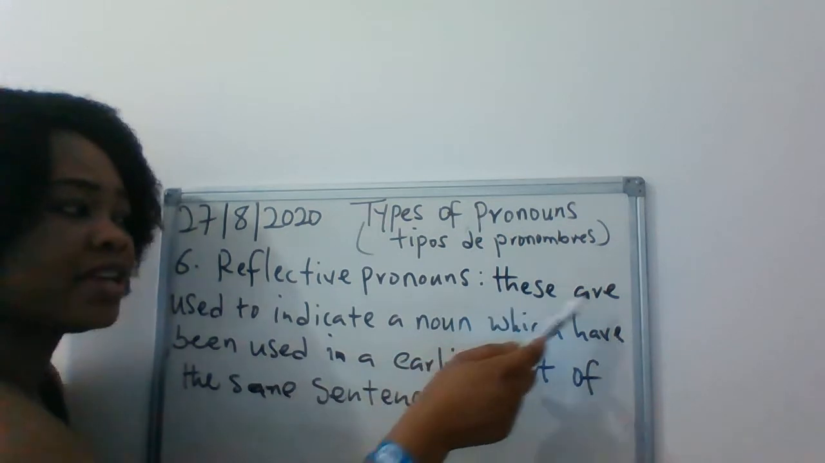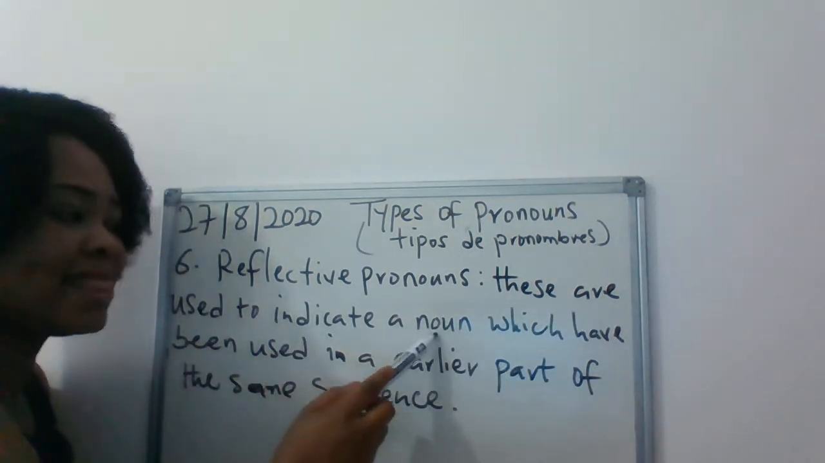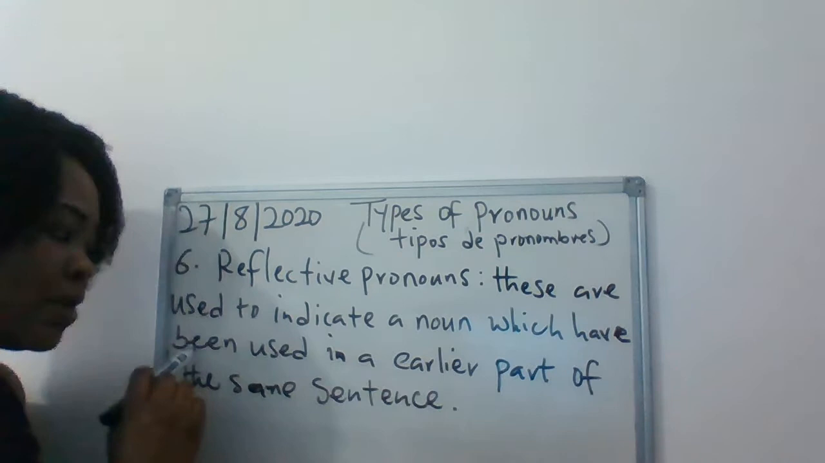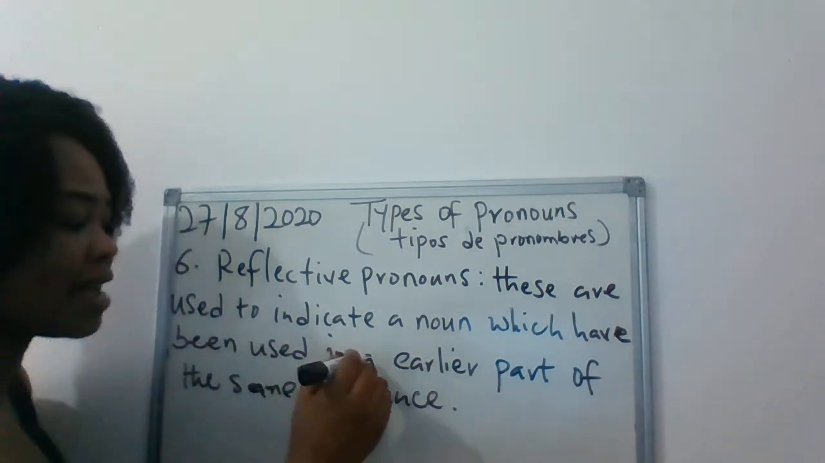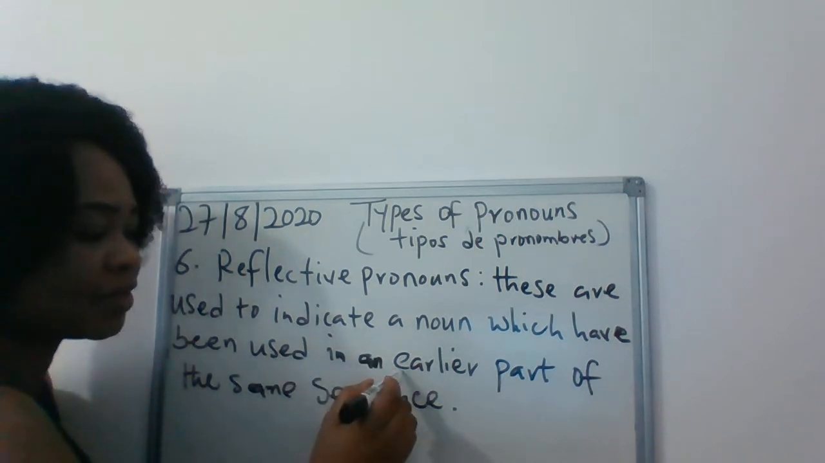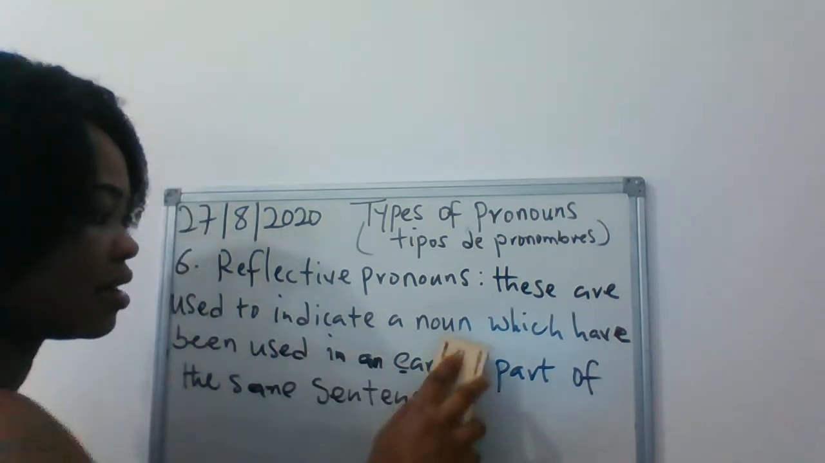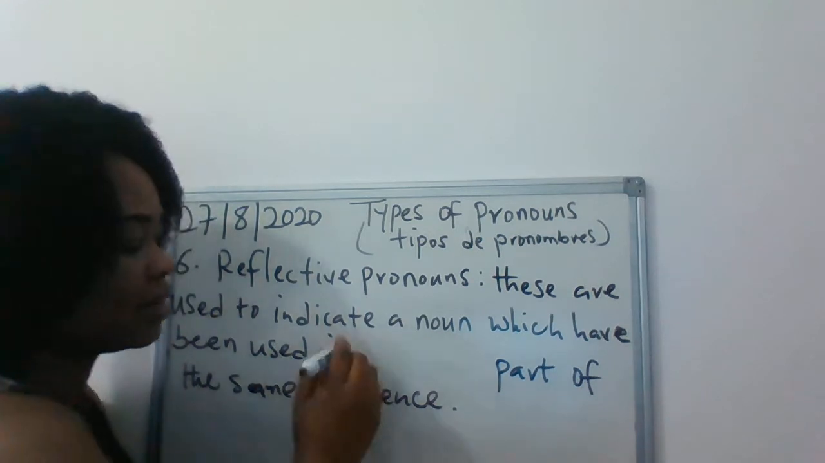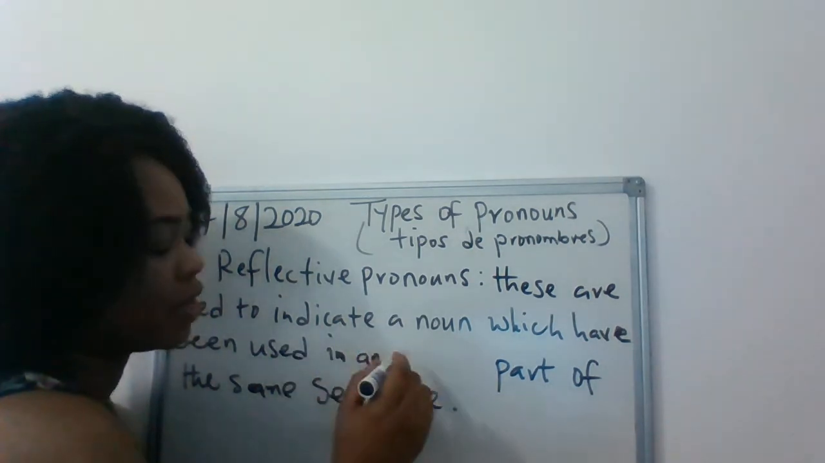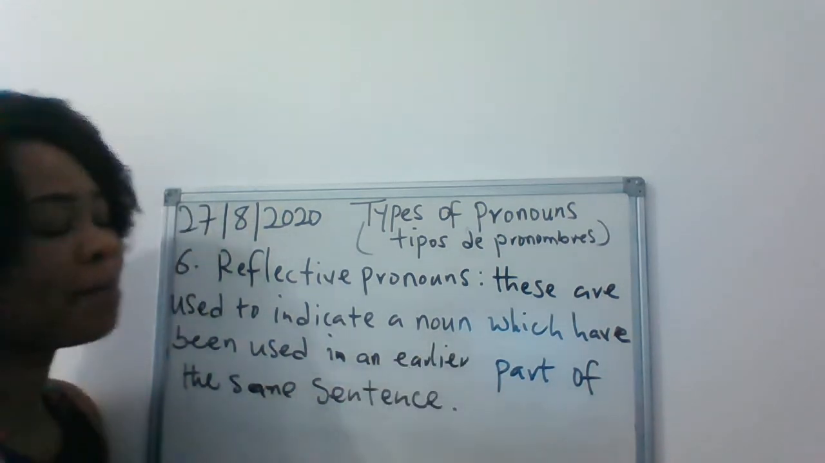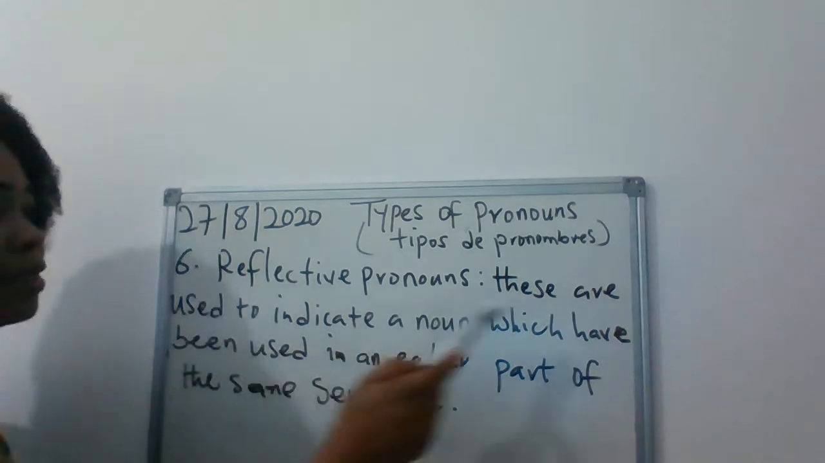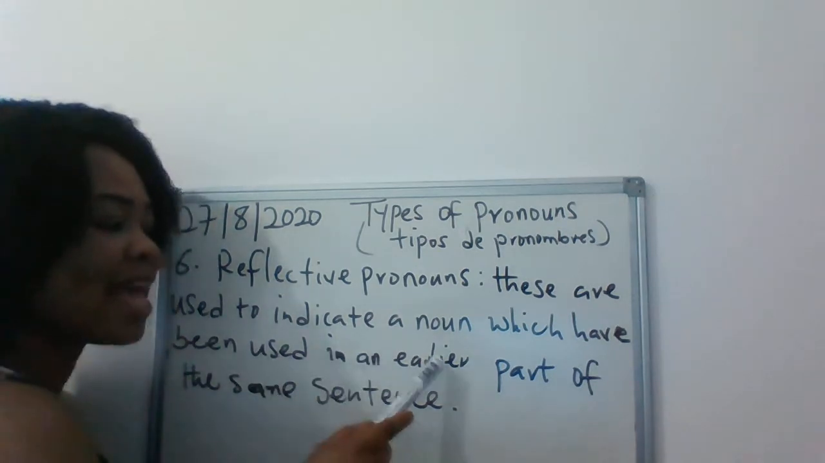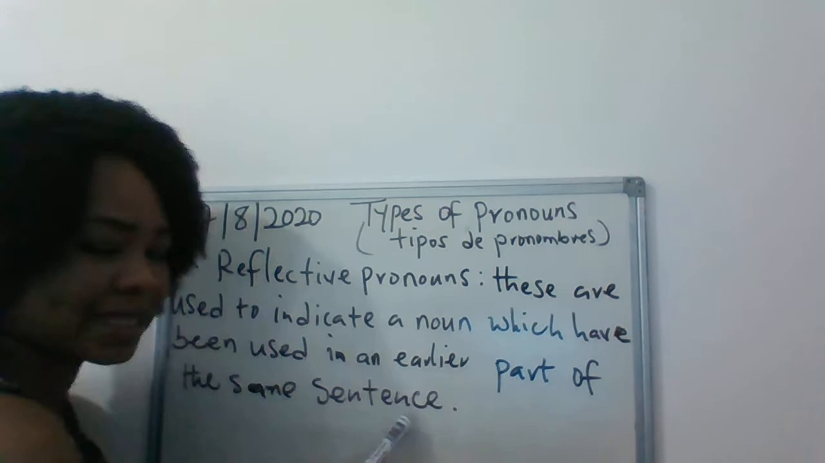Reflective pronouns, these are used to indicate a noun which have been used in an earlier part. You have to go with our vowel sounds, words that come before. Any word that has A, E, O, U, you must have an, okay? In an earlier part, these are used to indicate a noun which have been used in an earlier part of the same sentence.